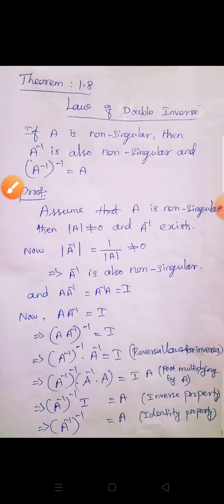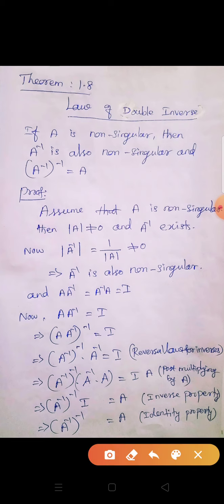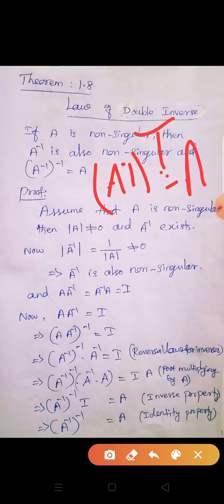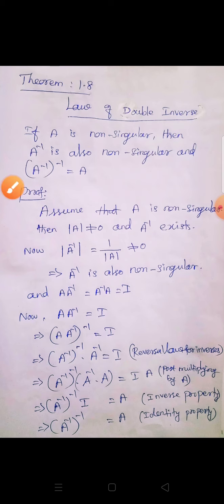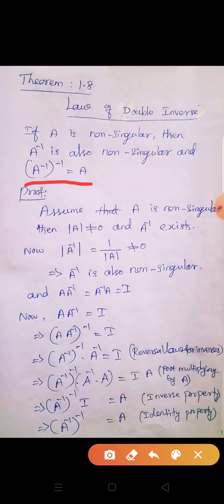Okay, very good. We are going to the next theorem. Theorem number 8: Law of double inverse. We already studied double transpose in 10th standard. What is the double transpose? A transpose the whole transpose. Do you remember? A transpose the whole transpose is equal to what? A. Yes, this is our 10th standard sum. Now here we are applying the law of double inverse: A inverse the whole inverse is equal to A.